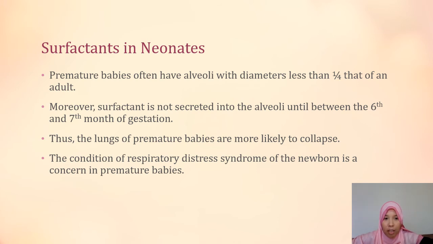To top it up, surfactant is naturally secreted into the alveoli during 6 to 7 months of gestation. That means pregnancy. So only at 6 to 7 months of pregnancy do you have surfactant. The lungs of premature babies are more likely to collapse because there is no surfactant being produced, and respiratory distress syndrome of the newborn is the concern in premature babies.